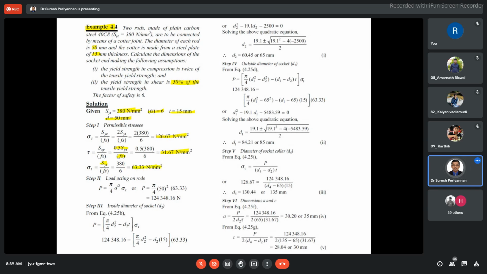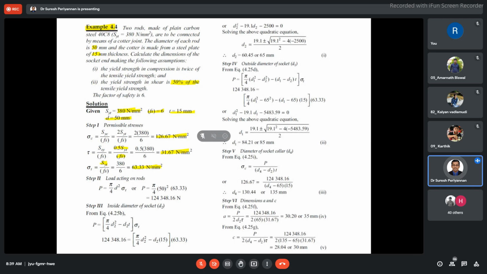I am telling the basic things because even while correcting the papers, many students made a mistake in how to find the permissible stresses. There are few students, I observed that. This is very basic. Don't make the same mistake in the end sem.